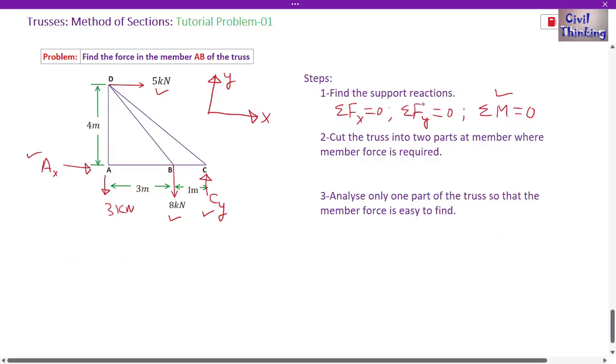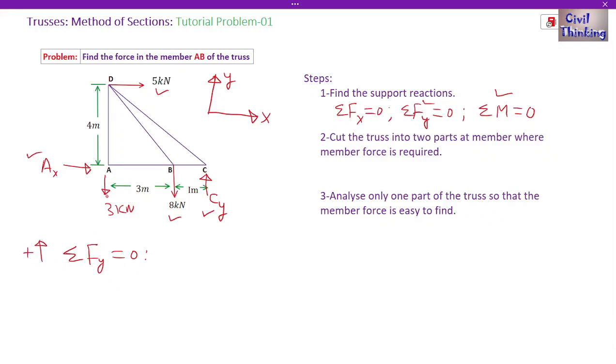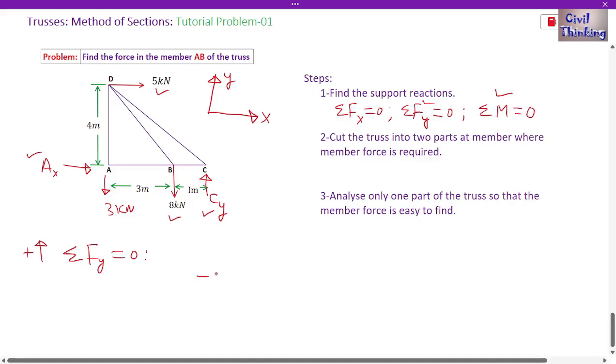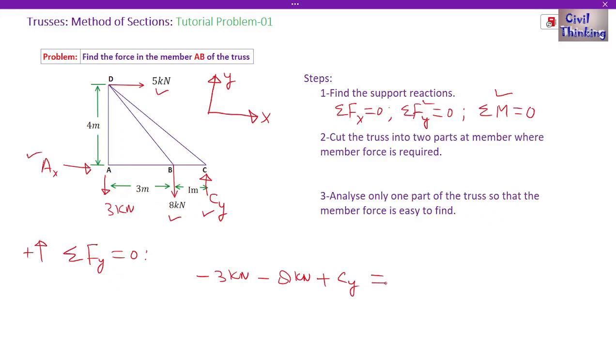Now let us apply this equation. Summation of forces in the y direction is equal to 0. I'm assuming the upward forces are positive. Now this 3 kilonewton is downward, so it is going to be negative 3 kilonewton. This 8 kilonewton is also downward, so it is going to be negative 8 kilonewton. Now Cy is upward, so it is positive Cy. Do we have another force in the y direction or the vertical direction? No, so all of it is equal to 0.